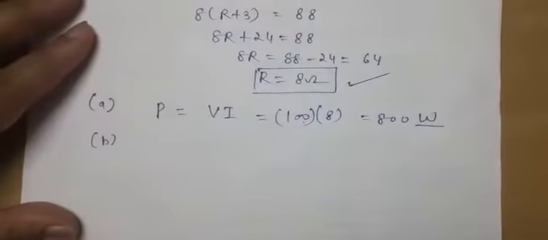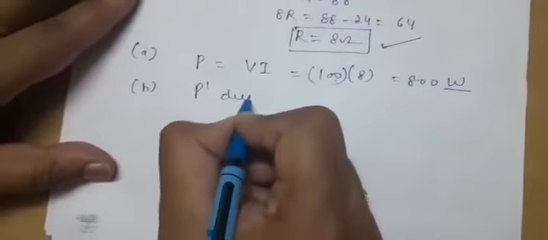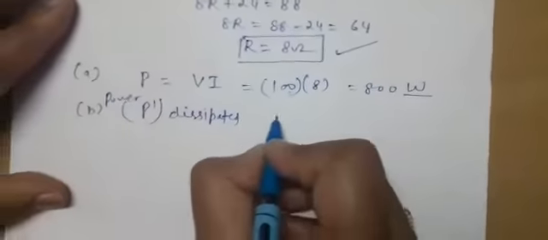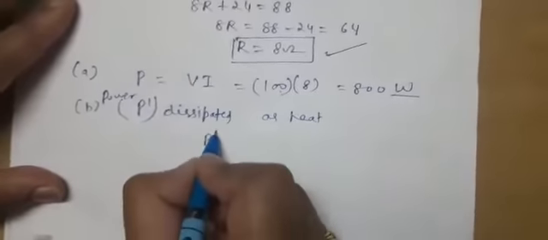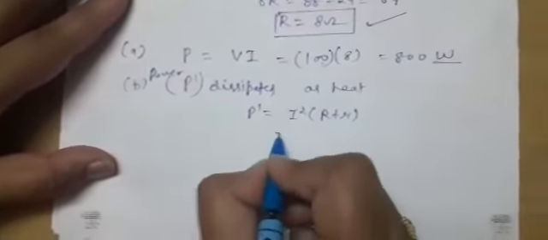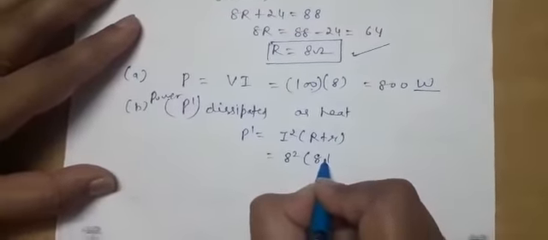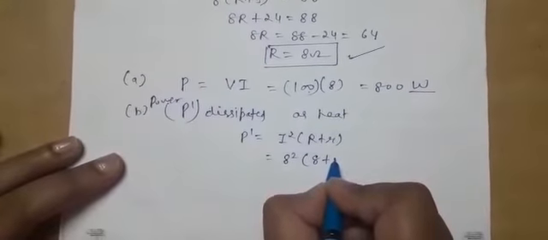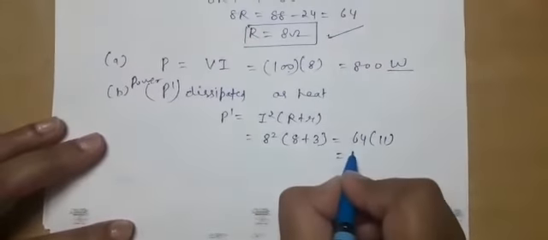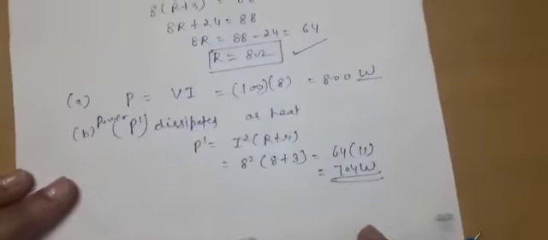Second part, what is the loss of power? So power dissipated as heat. So P dash will be equal to I squared into R plus small r. I is given to be 8 squared, capital R is 8, and 6r is 3. So it comes out to be 64 into 11, and it is 704 watt. So this is the loss, such amount of loss of power is there.